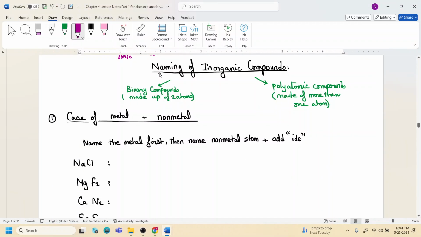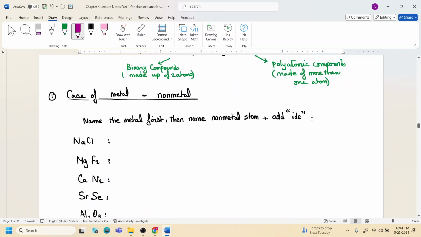So in this part, I'll walk you through how to name inorganic compounds. To start, there are two types of inorganic compounds. The first type is compounds made up of two atoms. This is called a binary compound. You look and see two different types of atoms in there. And then you have a polyatomic compound. This is made up of more than one atom.